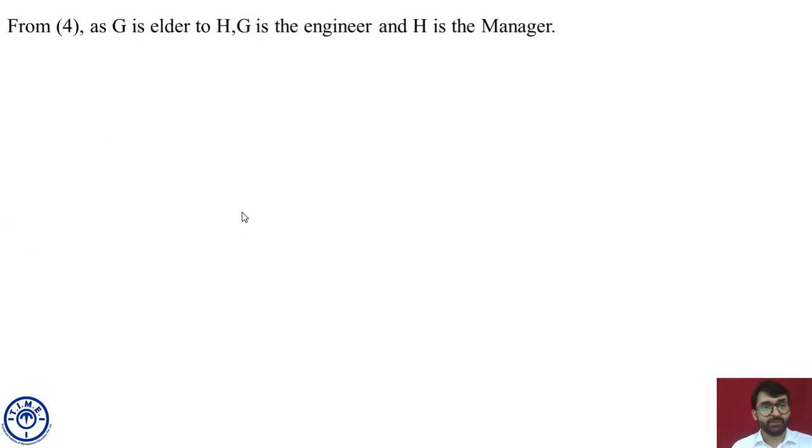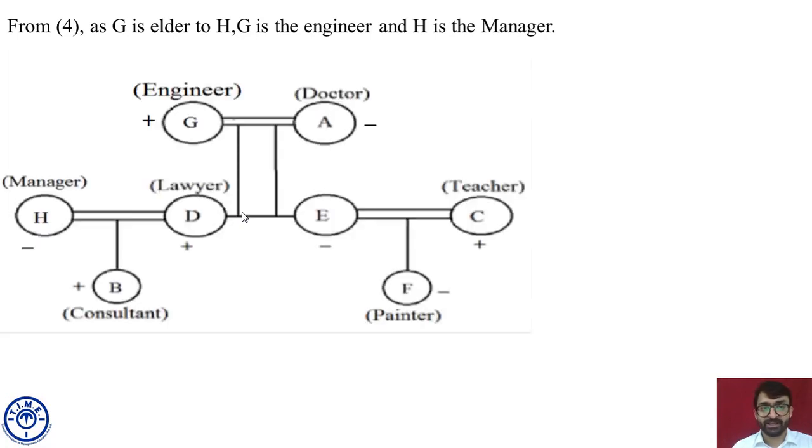As mentioned in statement 4, G is elder to H. So G in the family tree will be in the upper layer as compared to H. Only 2 places are vacant. So G has to be an engineer and H has to be the manager. Is that okay?